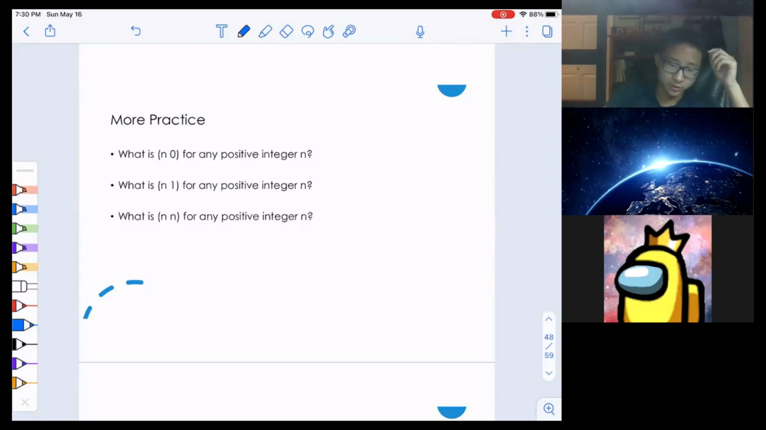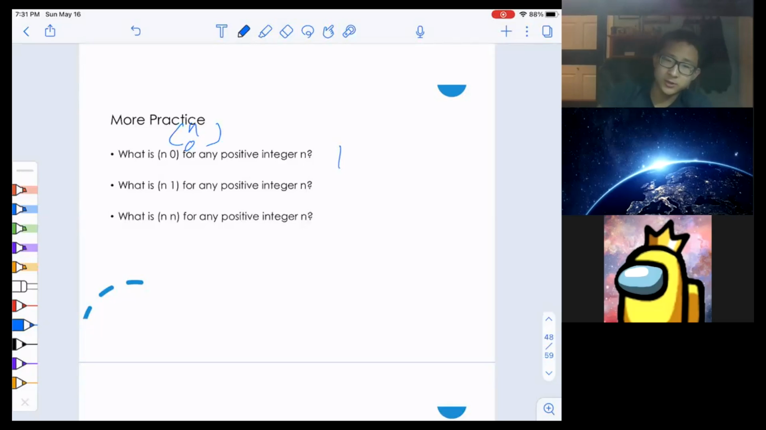All right, so these 3 should be pretty simple. The first one, I'll just rewrite this. What is choose 0 from n for any positive integer n? So we're basically doing the choosing thing again, except this time we're not choosing anything. So we just have 0 things we can choose. And then there would only be one way to choose 0 things. So yeah, that's how choosing 0 from n is.